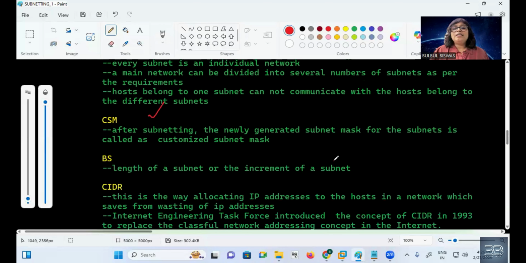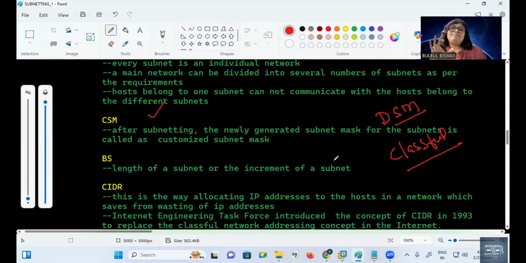Actually, when we go for subnetting, we start with the classful network first. And at that time, what is the subnet mask? That is the default subnet mask. Clear? But the moment we do the subnetting, the subnet mask is changed. Is it? So after subnetting, the newly generated subnet mask is what we call CSM.